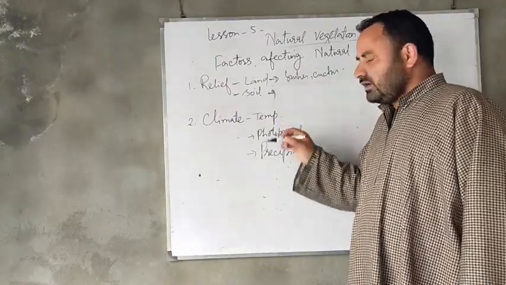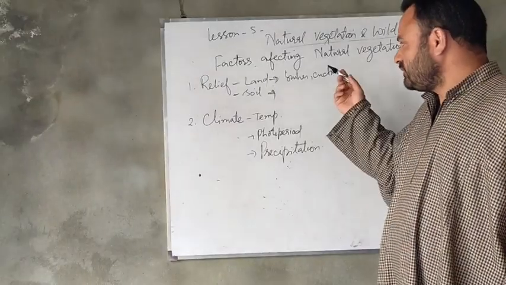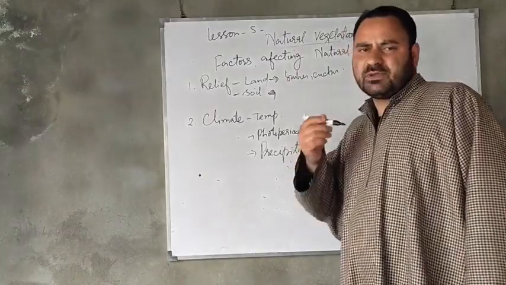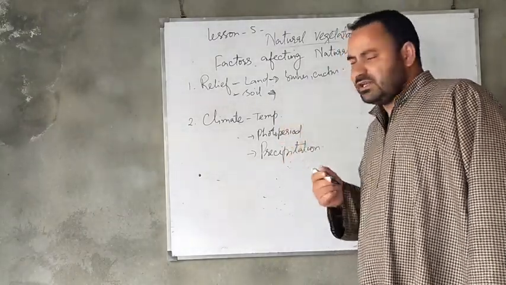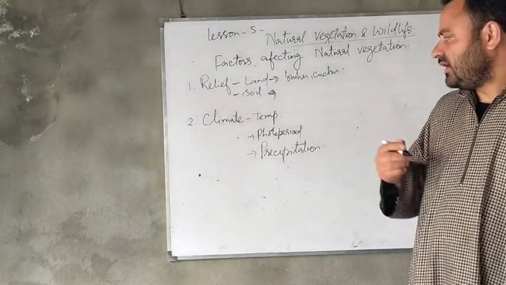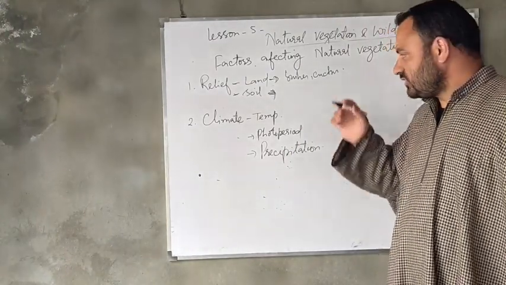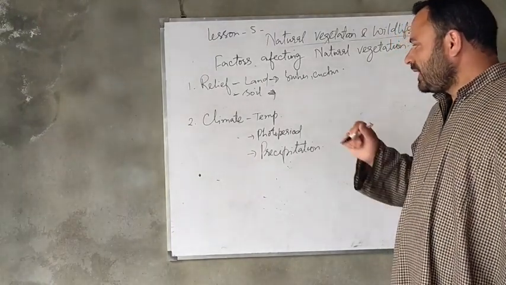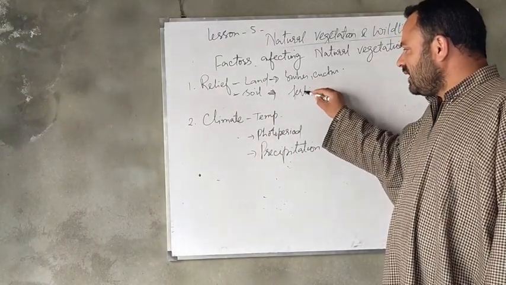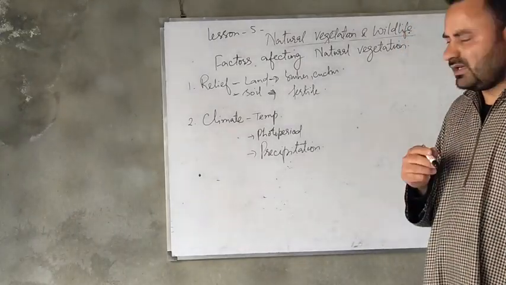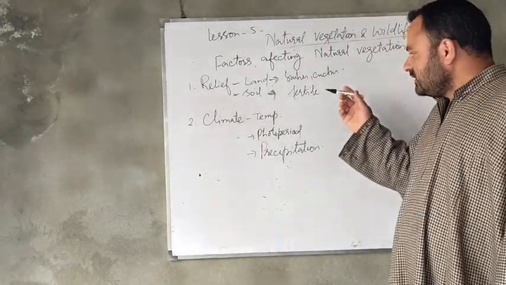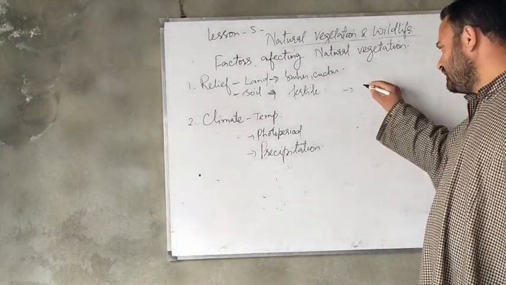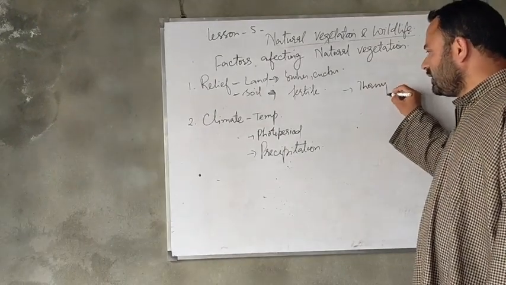And soil. Soil differs from place to place. Somewhere soil is fertile, somewhere it is less fertile, or somewhere there are sandy soils. So different types of soil support different types of vegetation. Generally, fertile soils are preferred for agriculture or crops. Similarly, sandy soils support thorny bushes and cactuses.